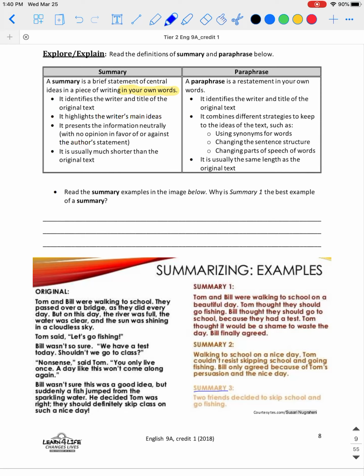Tom and Bill were walking to school on a beautiful day. Tom thought they should go fishing. Bill thought they should go to school because they had a test. Tom thought it would be a shame to waste the day. Bill finally agreed. So you're going to go up here and fill out that answer. Summary 1 is the best example because... and when you're done with that, you can move on.